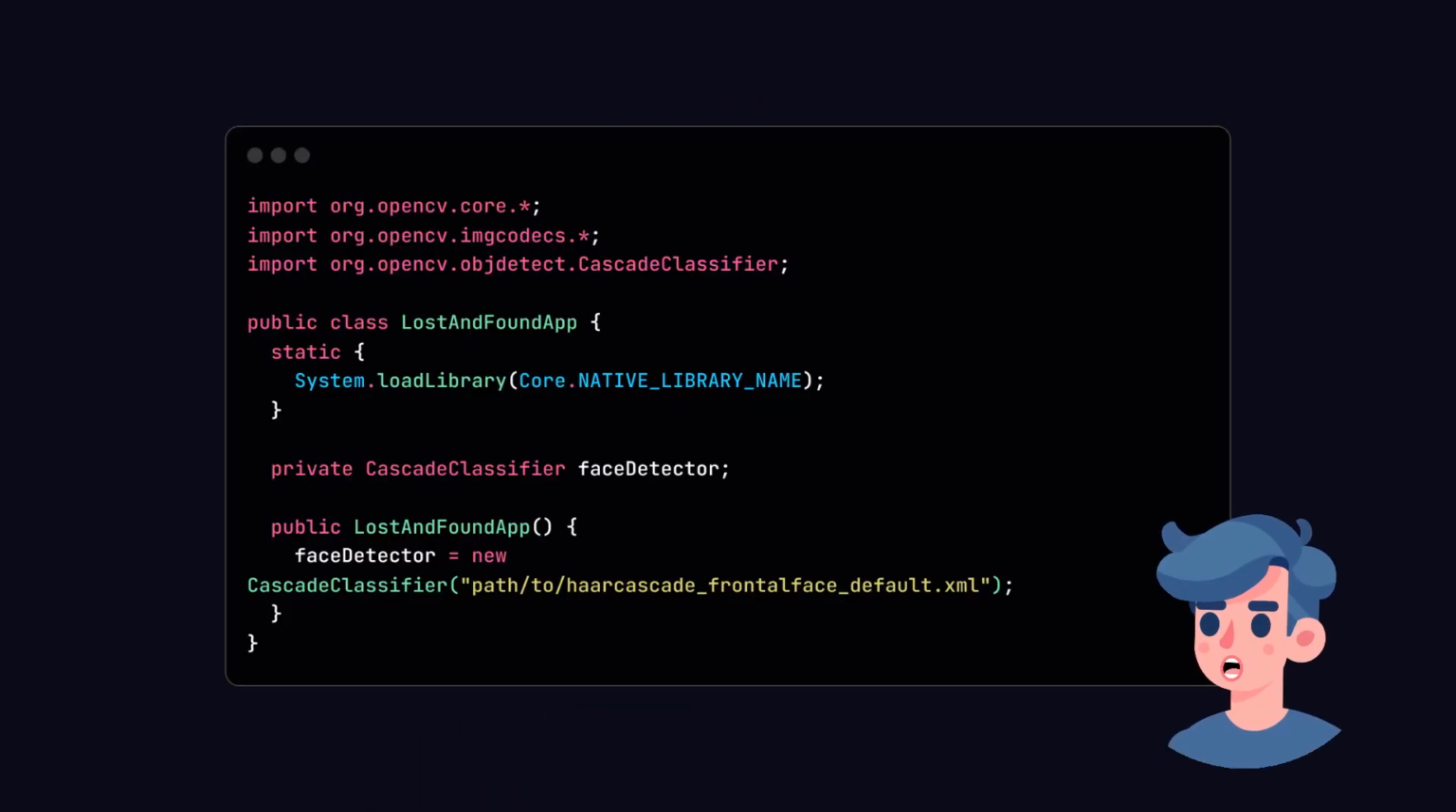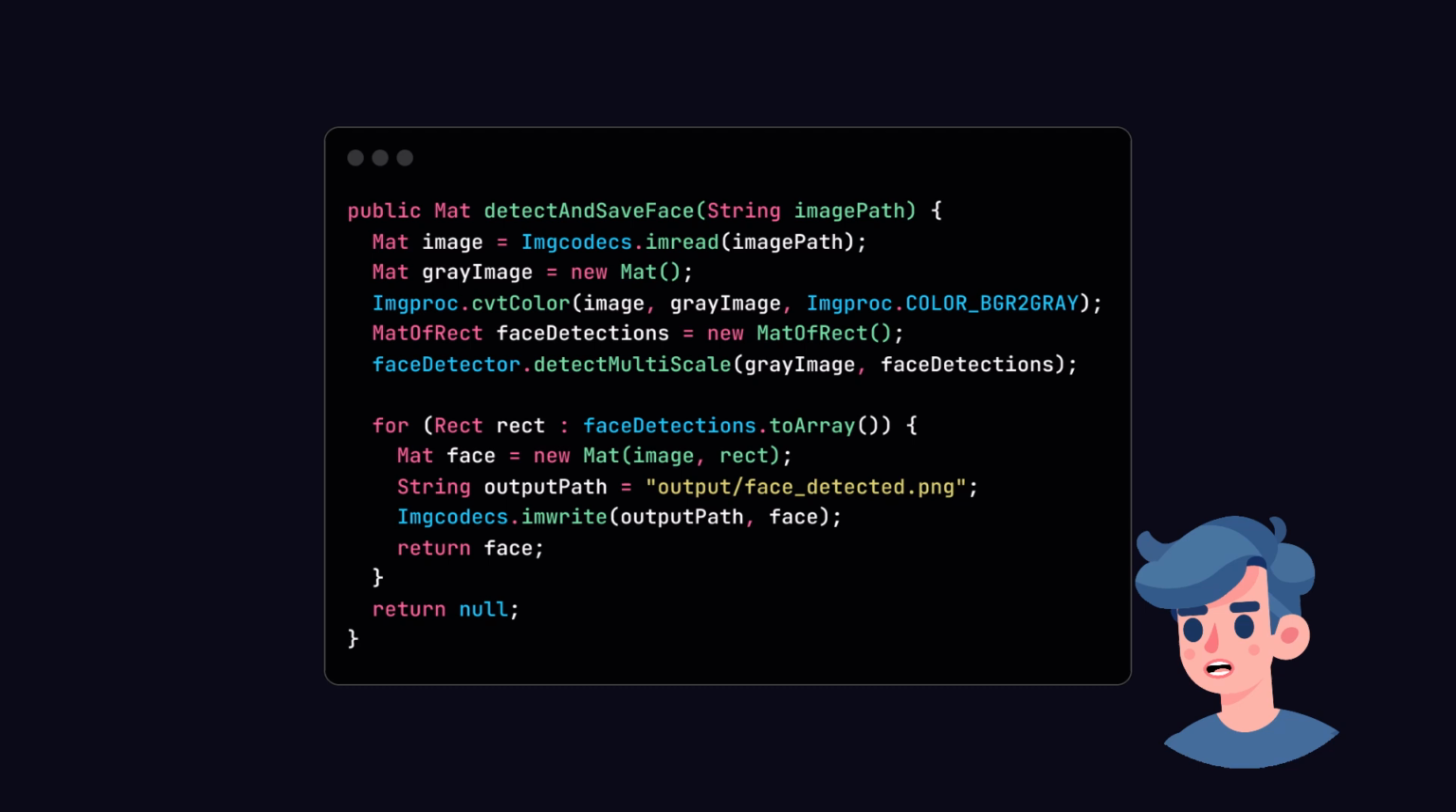Now, let's create our main class named LostAndFoundApp. We'll initialize OpenCV and set up our face recognition functionality. Start by loading the Haar Cascade for face detection. Next, we will implement a method to process images and detect faces. This method will take an image file path as input, and if a face is found, it'll save it into a new location for later recognition.